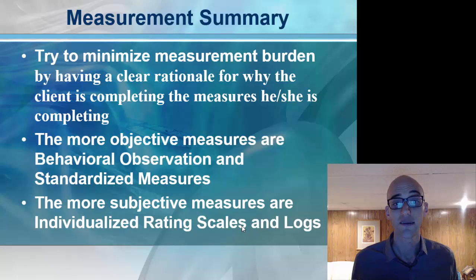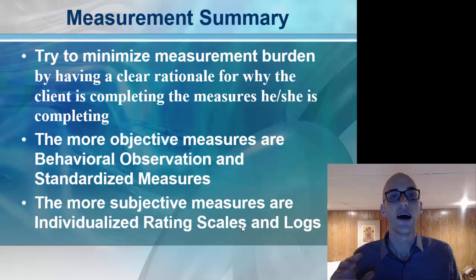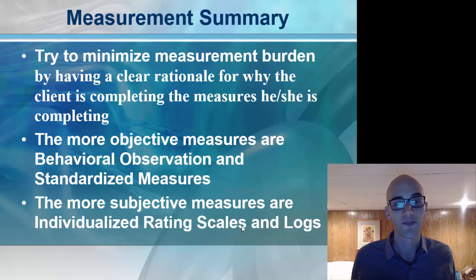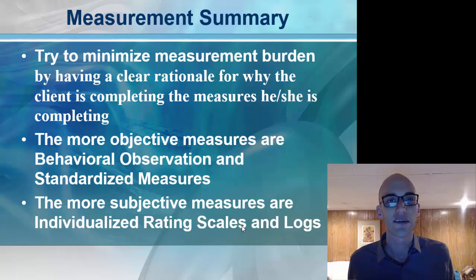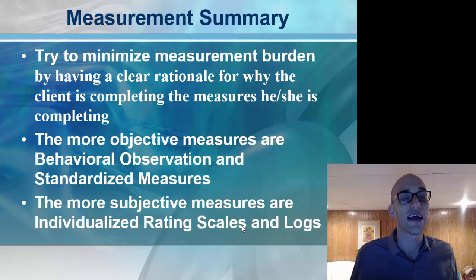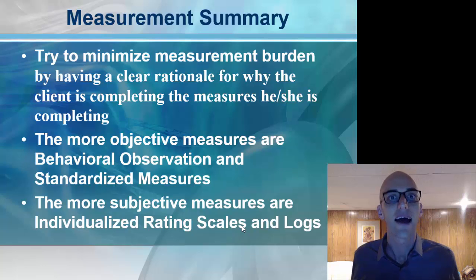Also, the more objective measures are behavioral observation and standardized measures, because with behavioral observations, behaviors occurring are kind of black and white, right? Standardized measures have been researched, but individualized rating scales and logs are a little bit more subjective because it's something that you're creating specifically for a problem that you want to address, and logs are qualitative, so they really only make sense within context. I'm not saying that they are poor tools for measurement, just to emphasize that standardized measures and behavioral observations are probably going to be the more reliable and valid ones to use.